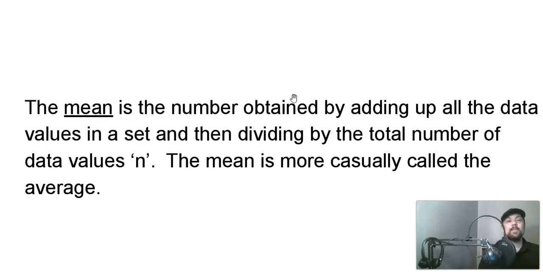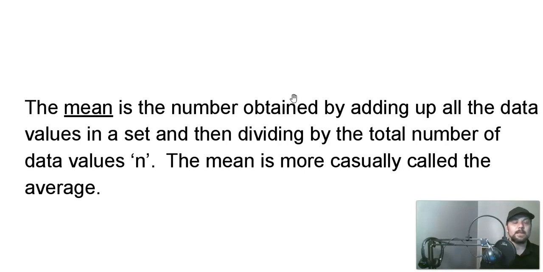The mean is the number obtained by adding up all the data values in a set and then dividing by the total number of data values in it. So remember, we've seen that here and there so far in this course, that the letter N is used to represent the total number of data values in the set. From starting now, we're going to make heavy use of that. I've introduced it previously, used it here or there, but from this point on, that's going to become a pretty standard thing for us to use.